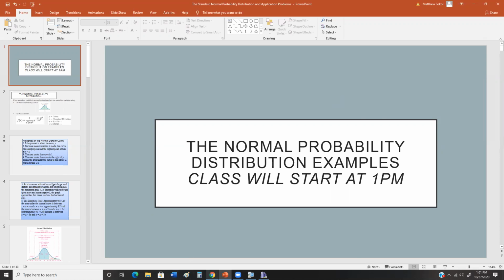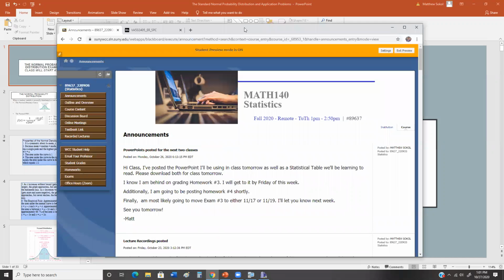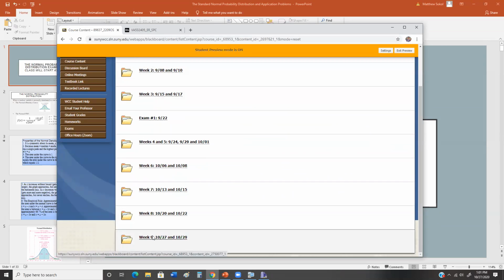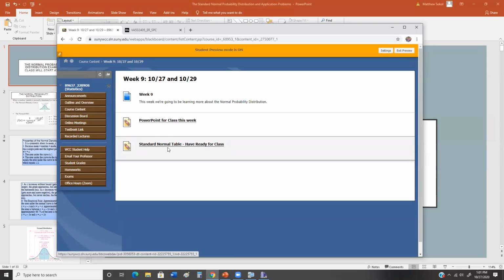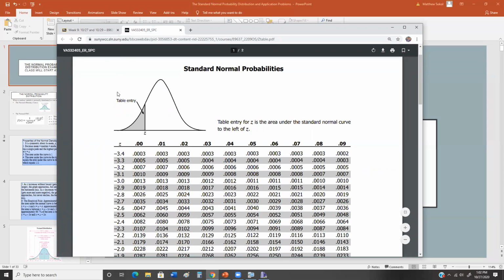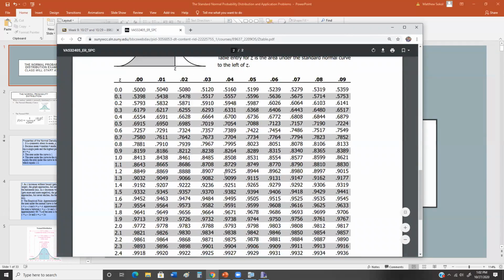So first things first, I want to go in the classroom. And you're going to need in class today, if you go to course content under the week 9 tab here, I posted this PowerPoint that I'm going to use for class this week. And I also posted this file here. It's called the standard normal table. It's 2 pages and it looks like just a bunch of numbers.